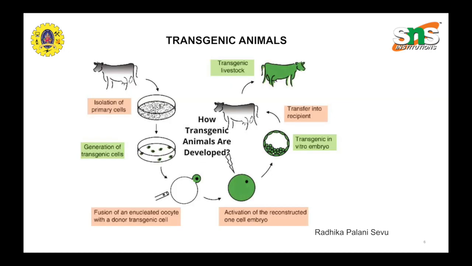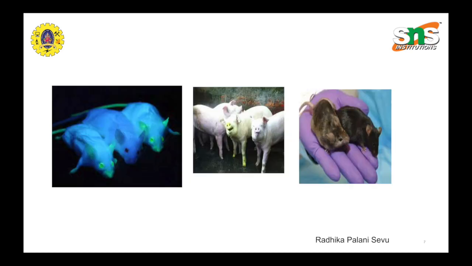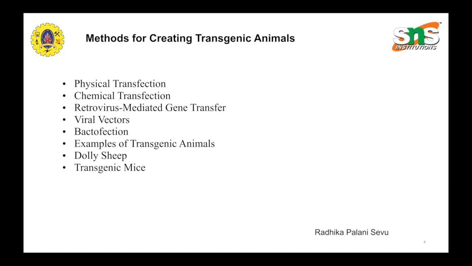The transgenic animals are genetically engineered and also known as genetically modified organisms. The first genetically modified organism was engineered in the year 1980. There are certain methods for creating the transgenic animals.